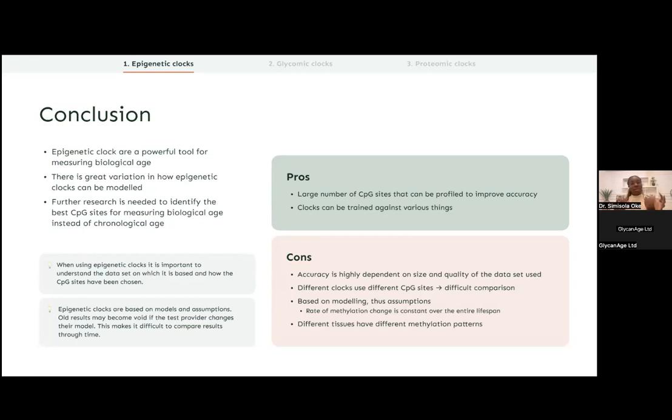And typically one of the key assumptions that we see in research is that the rate of methylation, or the change in methylation, is constant over an entire lifespan, which of course is not true. The way that you age between the ages of 1 year and 20 is very different from how you age between the ages of 60 and 95. And so again, there are these assumptions that you have to consider when you're using these clocks.